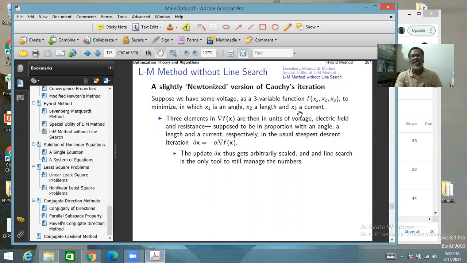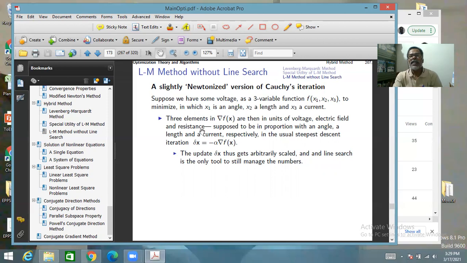Now, when you evaluate grad f, you basically evaluate del f by del x1, del f by del x2, del f by del x3. Del f by del x1 will be voltage by angle, the dimension of which is voltage only. Del f by del x2 will be voltage by length, which is electric field. And the third one will be voltage by current, which is electrical resistance.